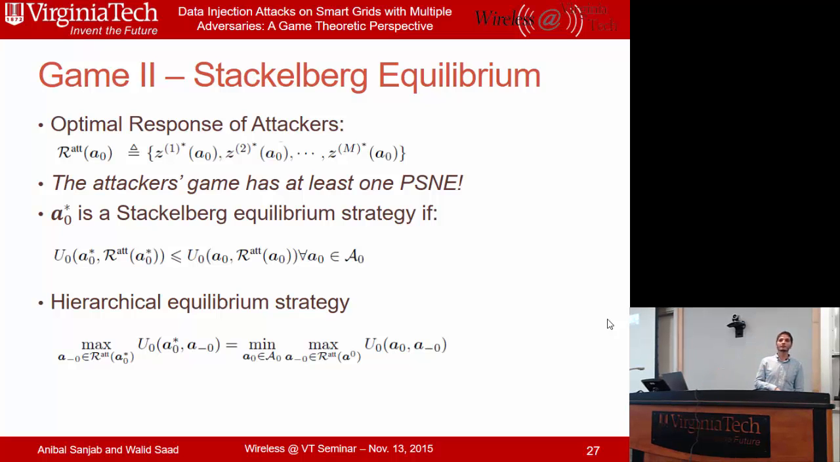Because there might be more, the defender will most likely play something called a prudent strategy. What's a prudent strategy? The prudent strategy mainly means that the defender will choose to reduce the worst case that can happen to him. So the defender will have a set of policies or strategies that he can pick from. Each strategy will generate many equilibria or many optimal responses of the attackers.